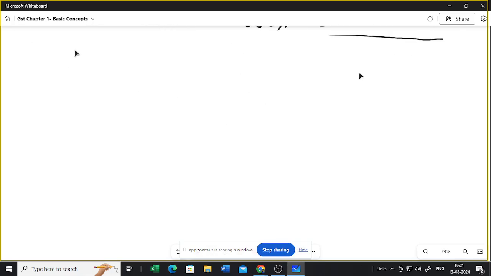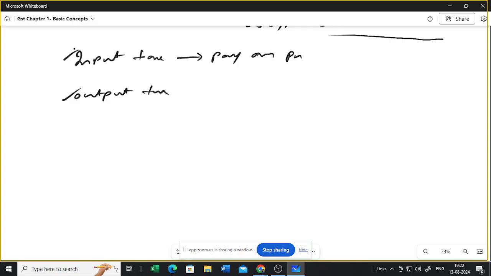Now the second one: what is input tax and what is output tax? These are terms we come across over a period of time, and we use them daily. Input tax means the tax which you are paying on purchases. That is input tax.